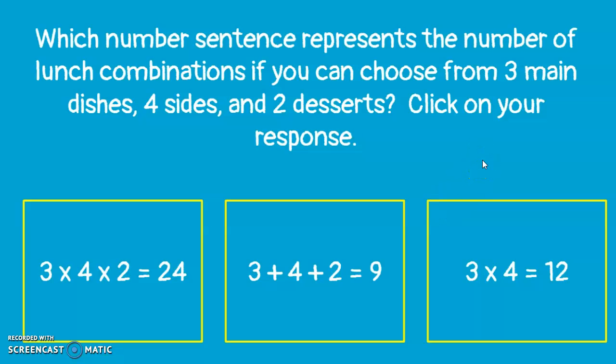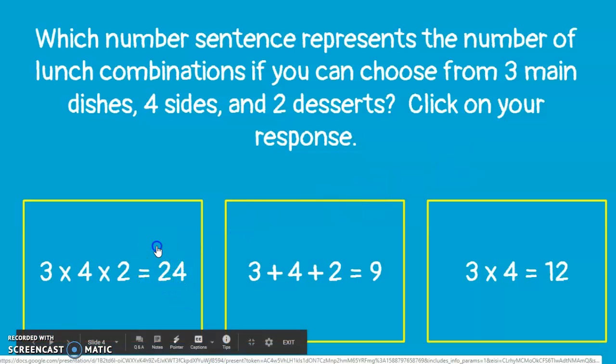So let's practice. Which number sentence represents the number of lunch combinations if you can choose from 3 main dishes, 4 sides, or 2 desserts? You're only going to choose one from each category or event. So we have 3 categories: main dishes, sides, and desserts. Well, we have 3, 4, and 2 in each of those categories. So we want to multiply our numbers together. 3 times 4 times 2 equals 24.